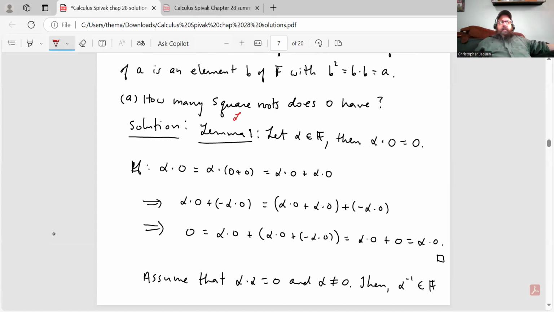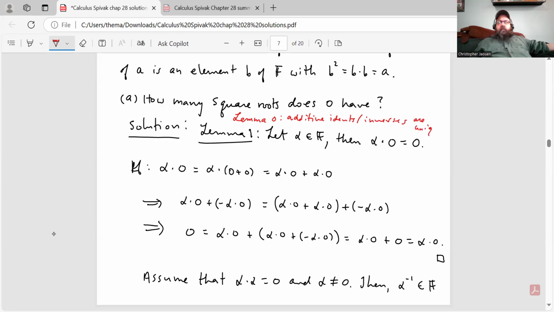So, for example, maybe I'll just call this lemma 0. Additive identities and inverses are unique.